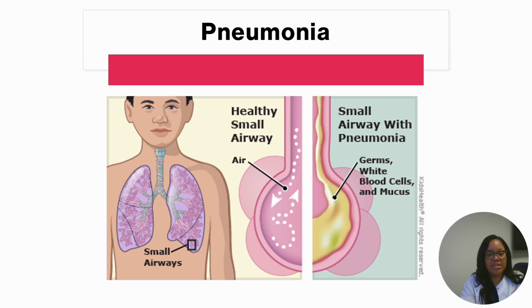All right, so as you can see, let me grab my laser. As you can see, here is a healthy airway, but now you can see that small airway with pneumonia: germs, white blood cells, and mucus. Normally, the respiratory system can fight off these types of germs by filtering the air taken in through the nose and the airway, but certain conditions can damage the body's ability to do so, and this makes the body more susceptible to developing pneumonia.